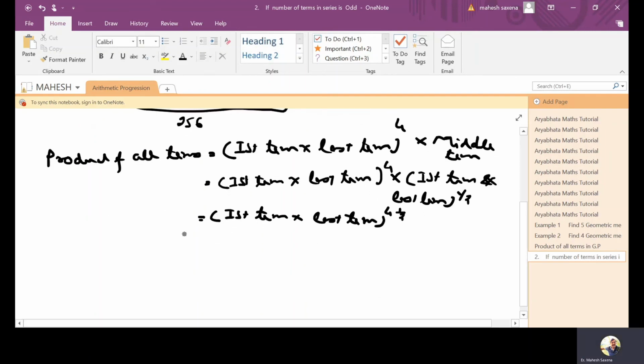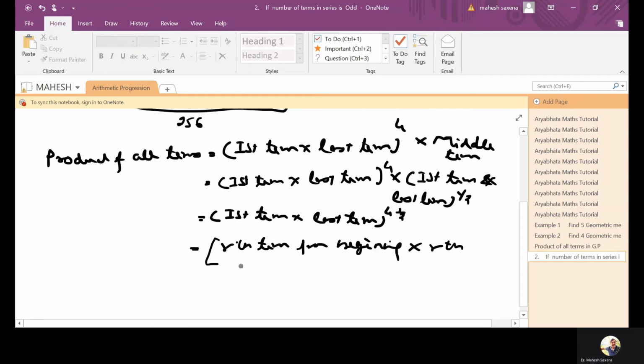We can also write it as rth term from beginning into rth term from last, whole to the power 4 plus 1 upon 2.